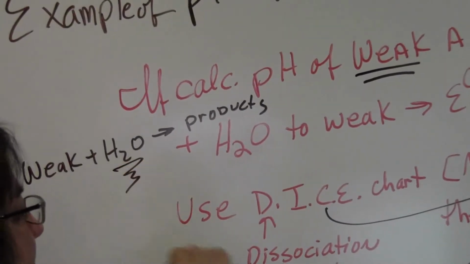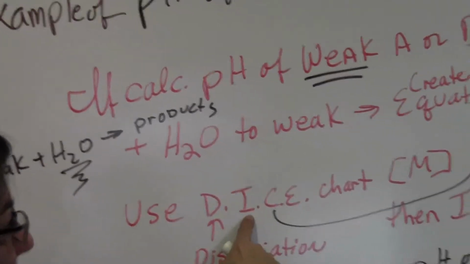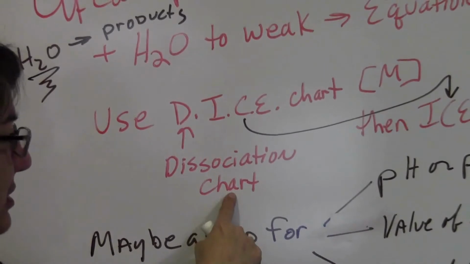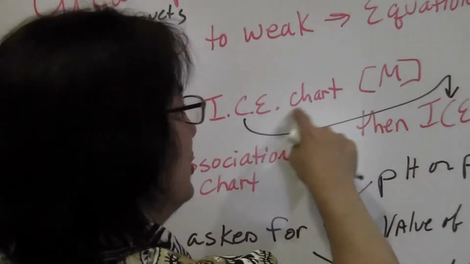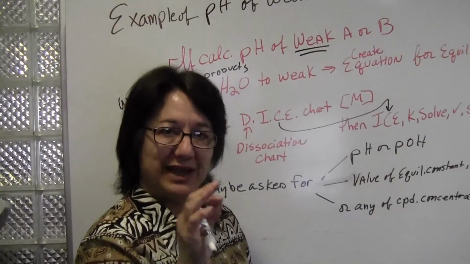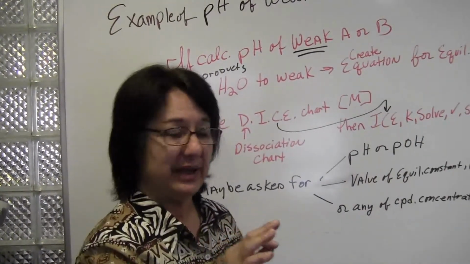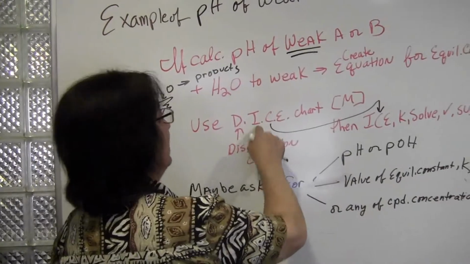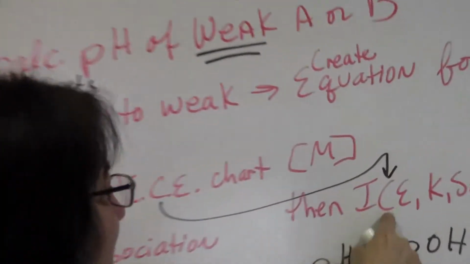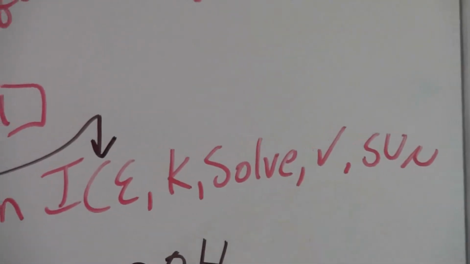That's important. You're going to use an ICE chart, an equilibrium chart that deals with dissociation. ICE charts: the only time you put moles into an equilibrium chart is if you have an acid plus a base, and we're not up to that yet. So, add water to the compound to create the balanced equation, then ICE, K, solve, check.